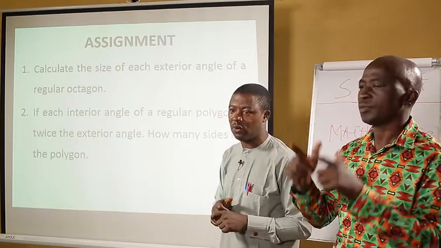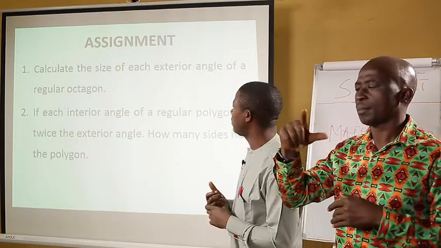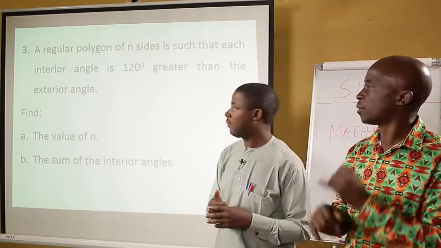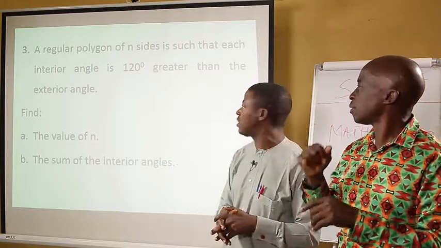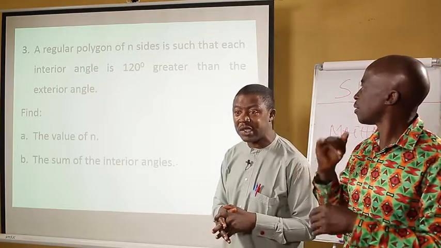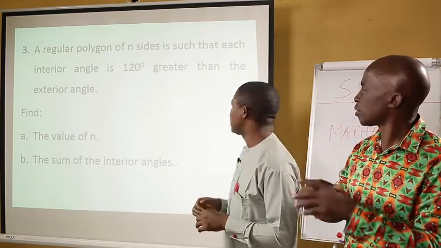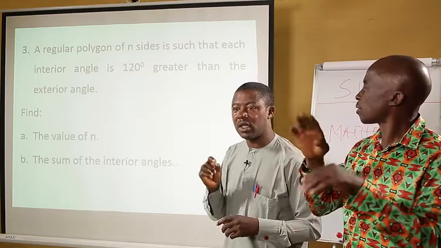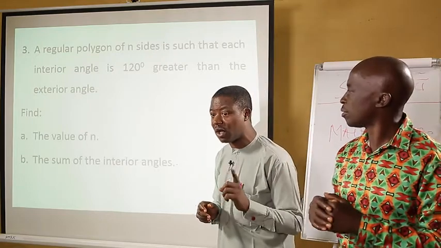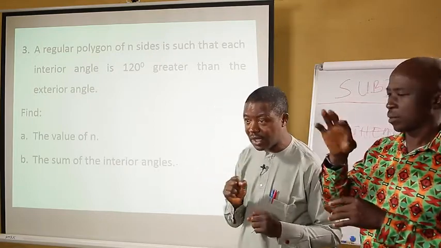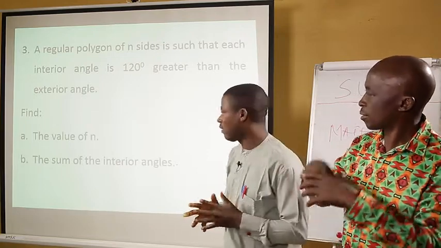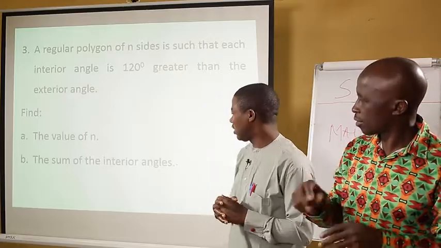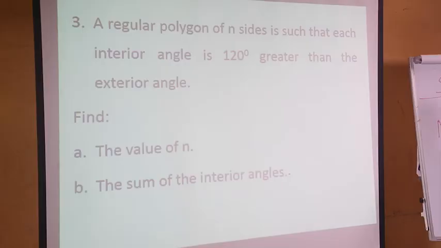The last question, question 3: a regular polygon of n sides is such that each interior angle is 120 degrees greater than the exterior angle. Find A, the value of n. B, the sum of the interior angles of the polygon.